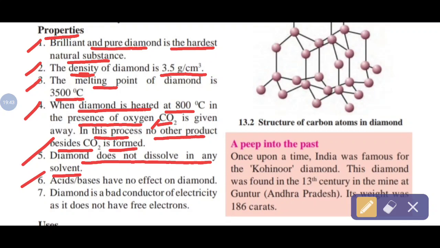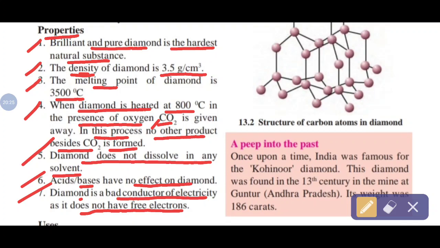Number 6. Acids or bases have no effect on diamond. See that. On diamond, there is no effect by acids or bases also. And the 7th property is given. Diamond is a bad conductor of electricity as it does not have free electrons. No free electrons are present in diamond, and that's why electricity is not flowing through the diamond. That's why it is a bad conductor of electricity. Is everyone getting it? Clear? Next one.